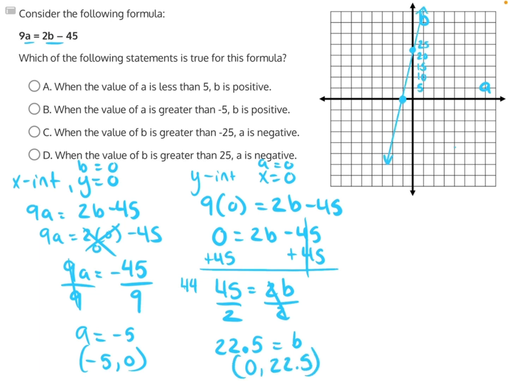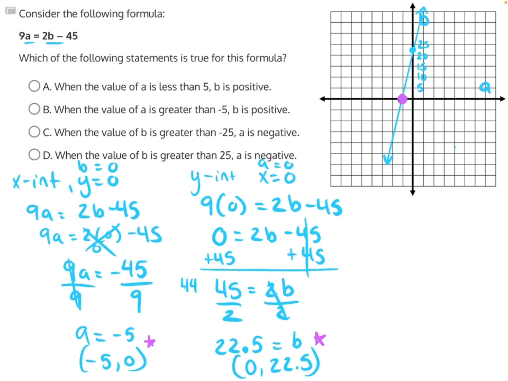Now I have plotted our two intercepts, one at negative 5, comma 0. That means I went to the left by 5 and down none. And then our second point, 0, comma 22.5, I went to the right and left 0, and I went up 22.5. So now we can take a look at our graph and analyze it to find our correct answer.